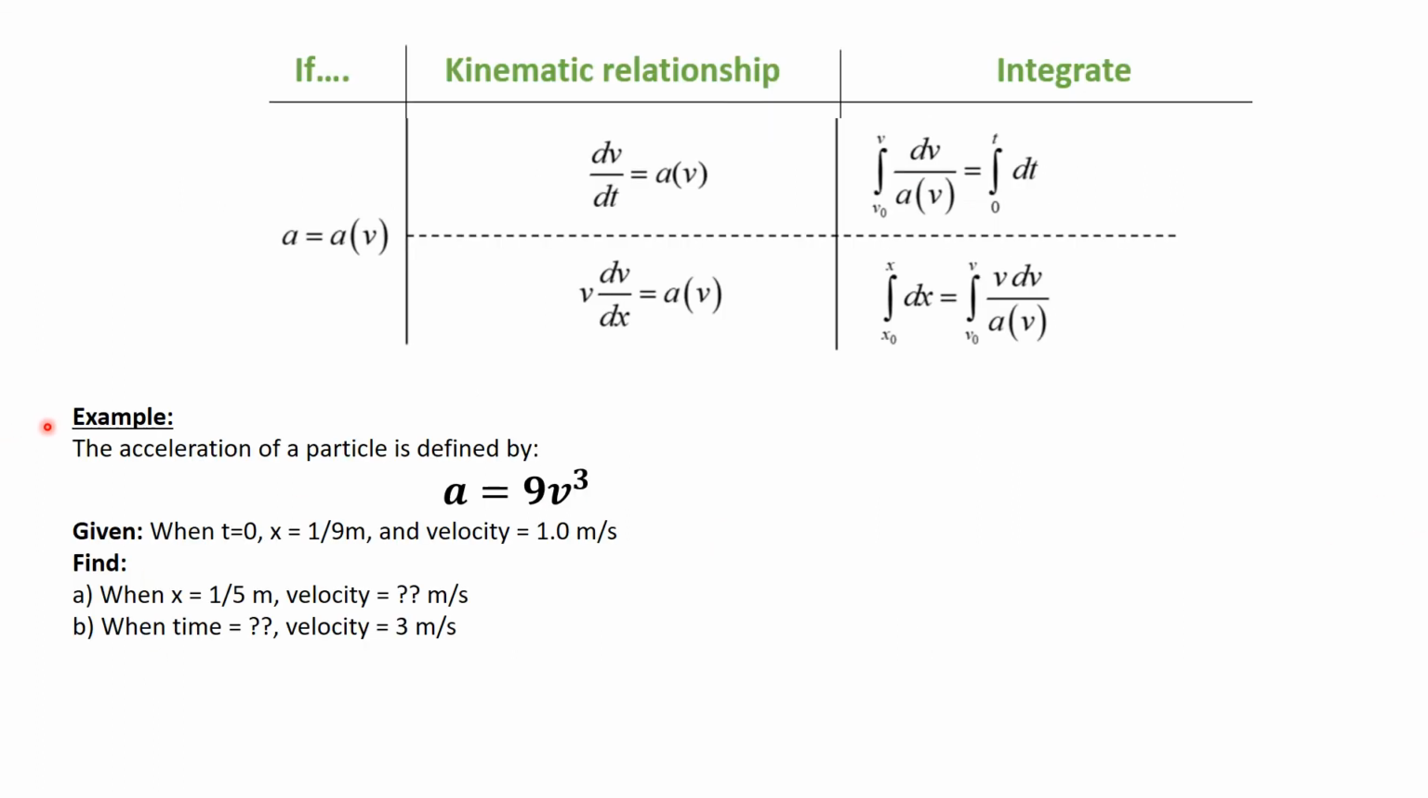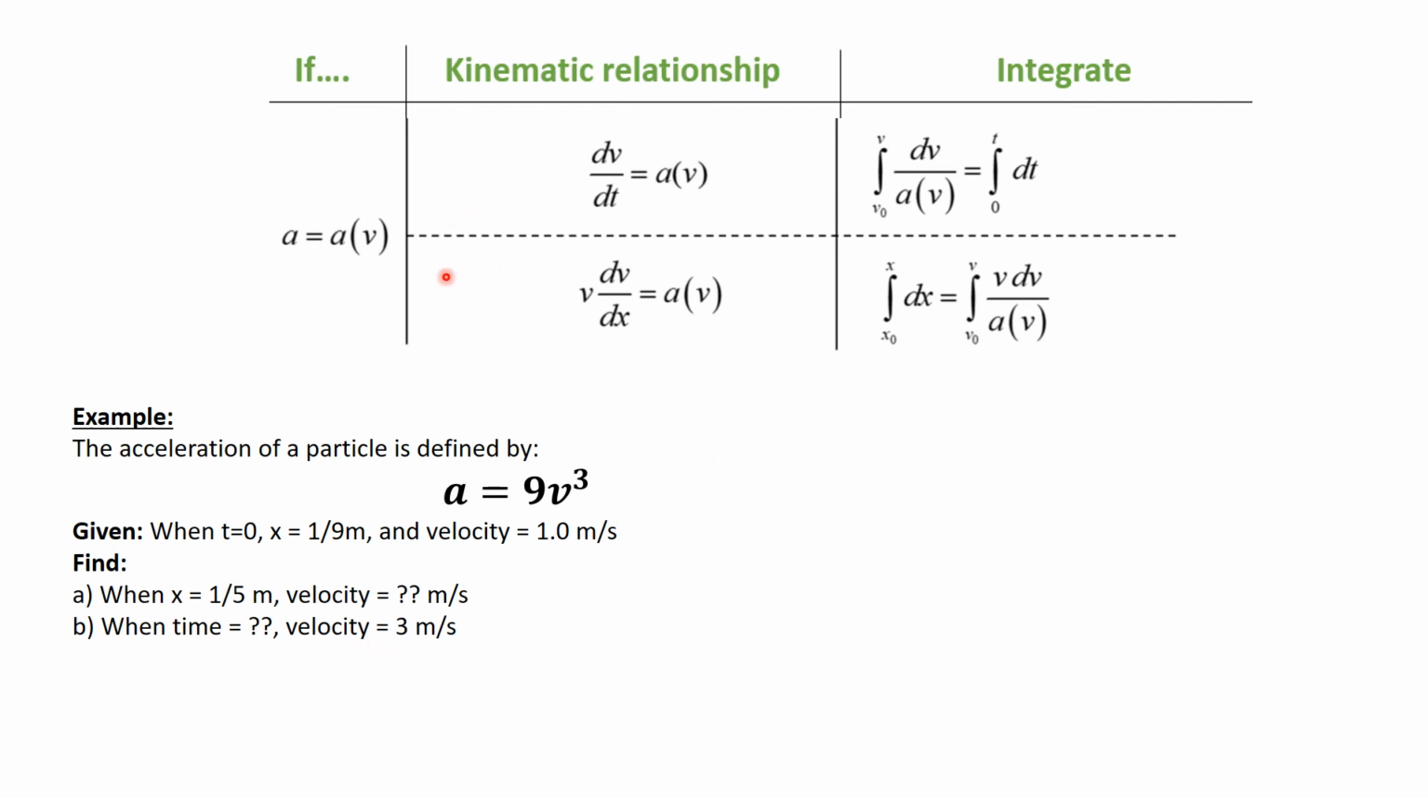Another example problem. The acceleration of a particle is defined by a equals 9v cubed, where v is velocity, a is acceleration, and we're given some information. When time equals 0, x equals 1/9 meter, and velocity equals 1 meter per second. And what we want to find, so we want to find the velocity when x equals 1/5, and then we want to find the time when velocity equals 3 meters per second.